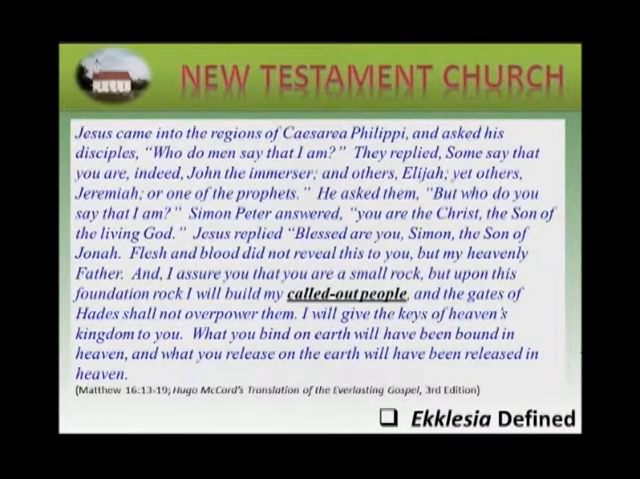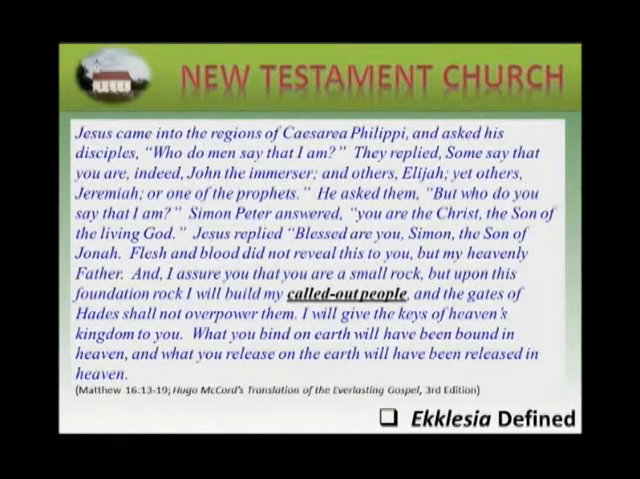And I assure you that you are a small rock, and upon this foundation I will build my called out people, and the gates of Hades shall not overpower them. I will give them the keys of heaven's kingdom to you. What you bind on earth will have been bound in heaven, and what you release on earth will have been released in heaven.